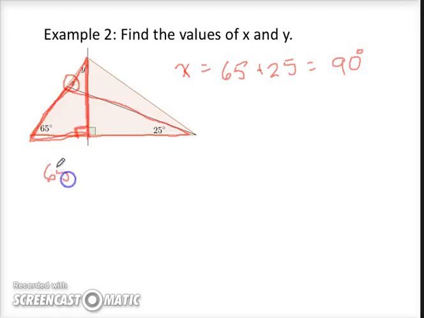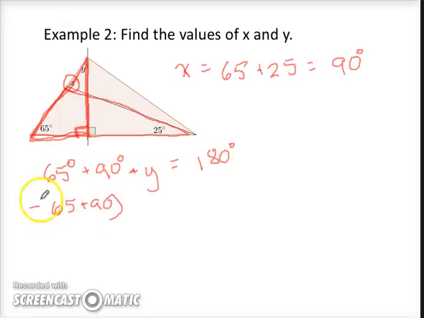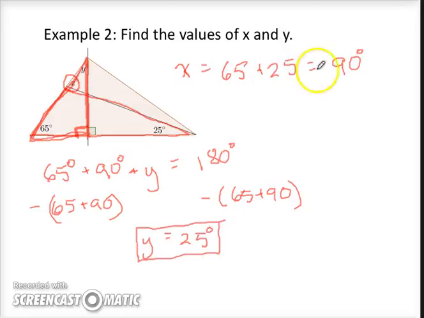So we have 65 degrees plus 90 degrees plus whatever y is must add up to 180 degrees. So again, here it's pretty easy to solve using algebra. We can subtract 65 plus 90 from both sides. And we get that y equals 25 degrees. So now we've solved for x and y.